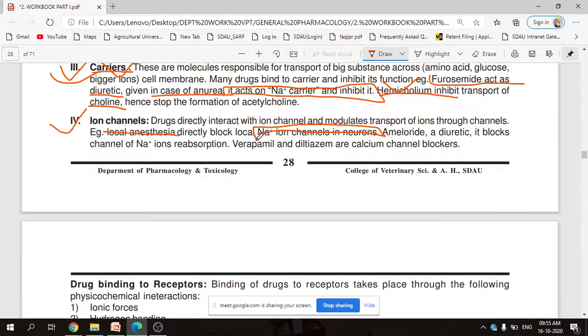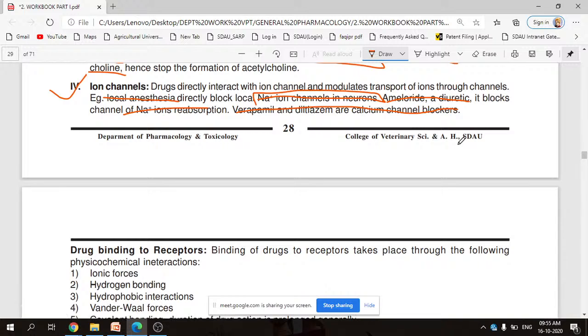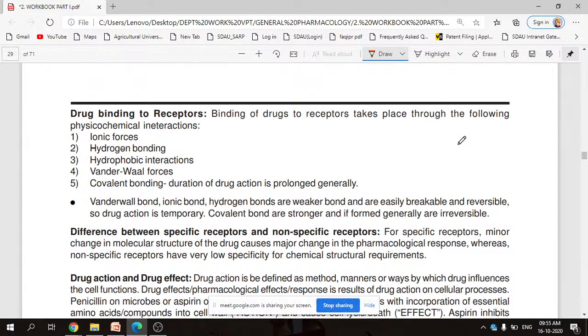Clear? Then another one is amiloride, that is a diuretic. It blocks the sodium channel in the kidney. Then verapamil and diltiazem, they are calcium channel blockers. So these are, you can say, the different types of ion channels which are involved in the functions of the drug.